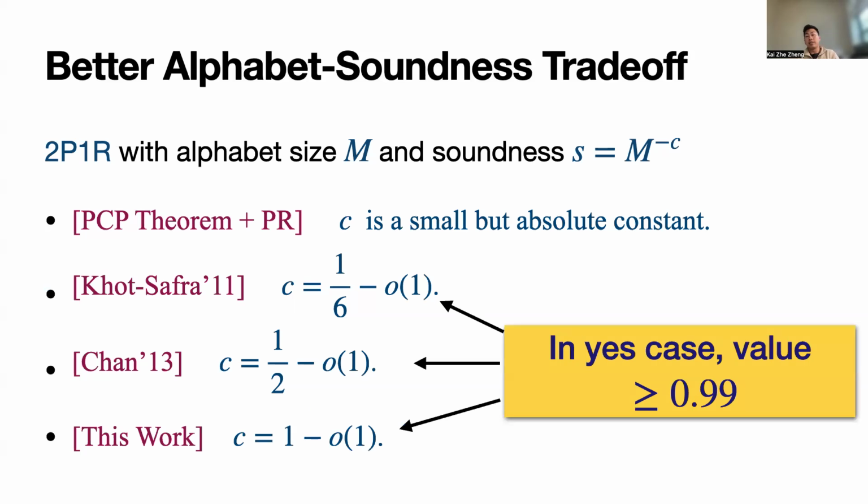Let me now mention that in the latter three results, this value in the yes case becomes at most 0.99 instead of 1. But for many hardness of approximation results, this difference doesn't really matter because what is actually important is the ratio between the yes and the no cases. So what we get is a nearly optimal alphabet soundness trade-off.